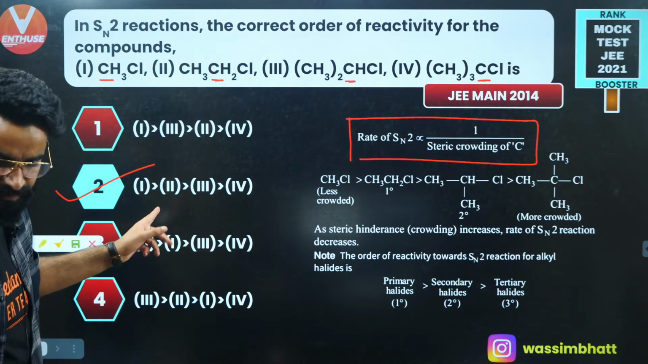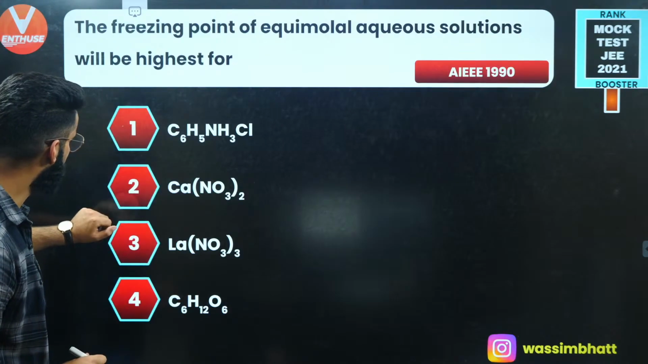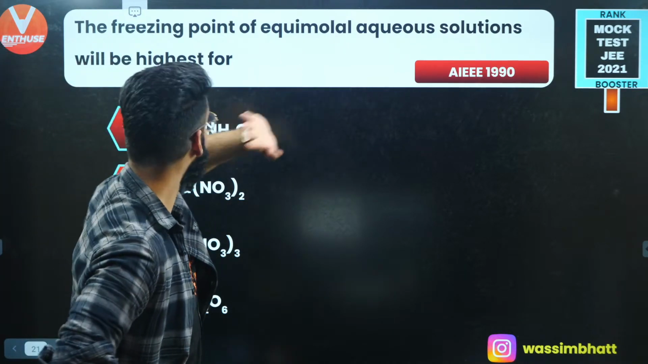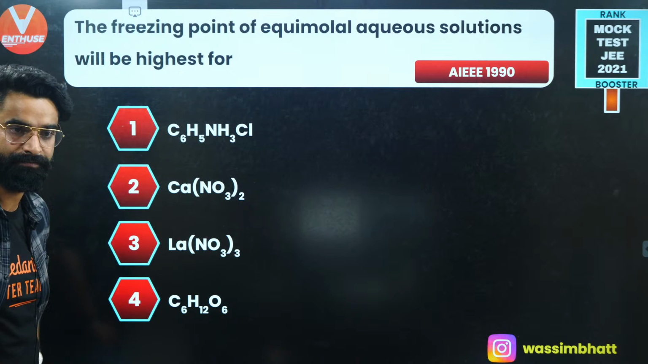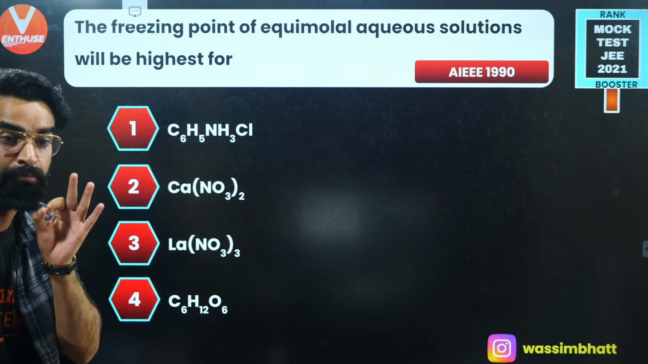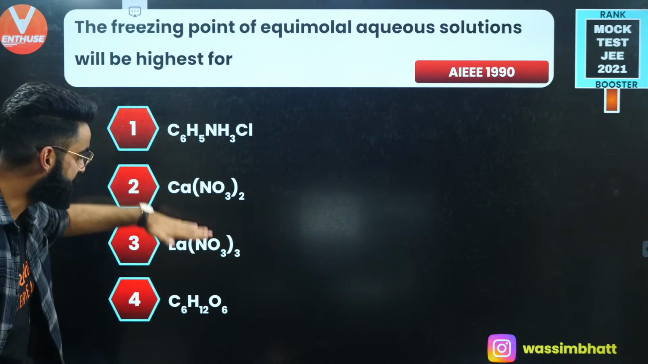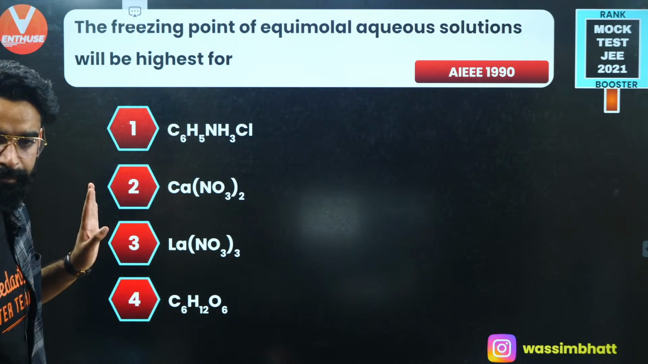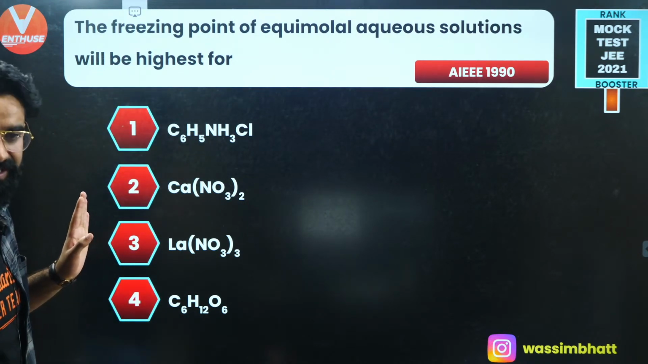Perfect. I'm sure it's clear to everyone. Moving on to one more question. The freezing point of the equimolal aqueous solutions will be highest for. So I have basically 4 solutions, right? And the molality of all these solutions is the same.